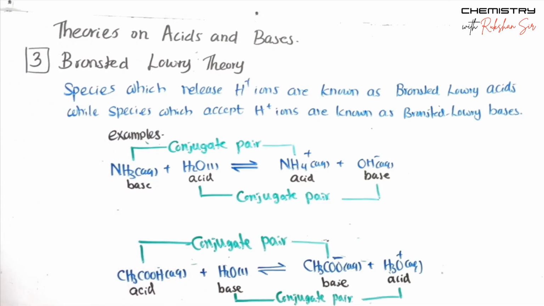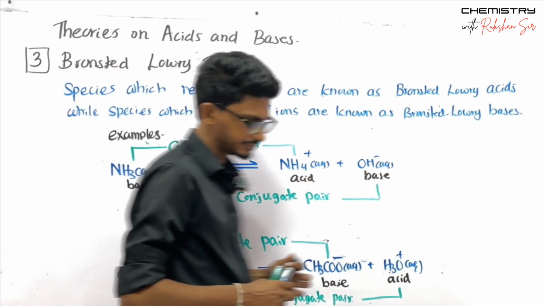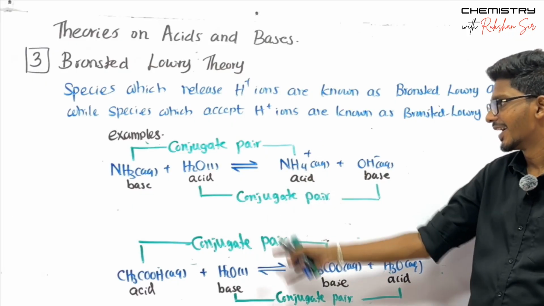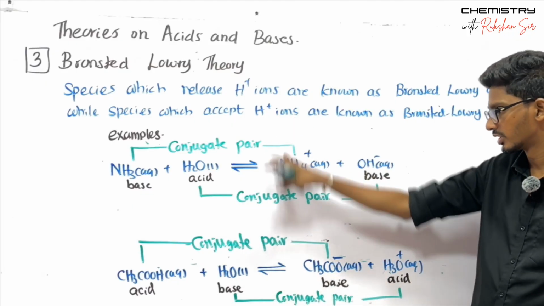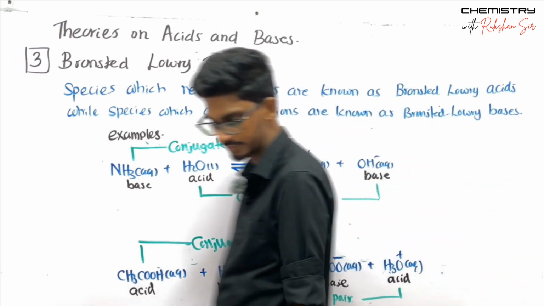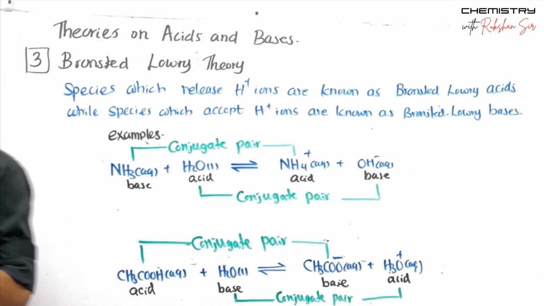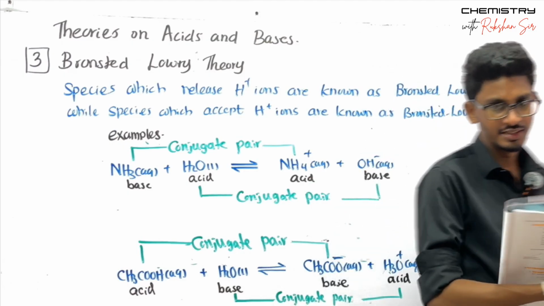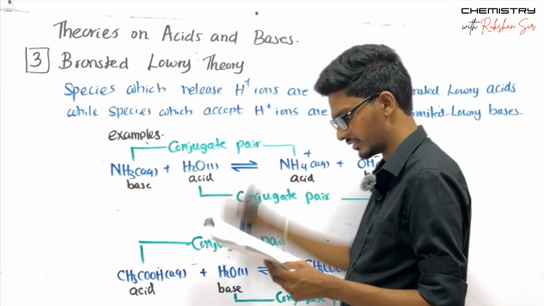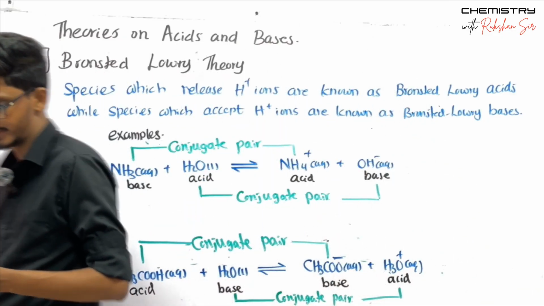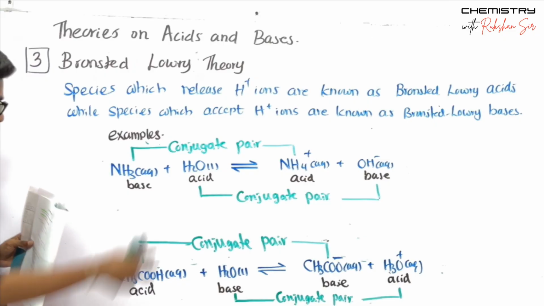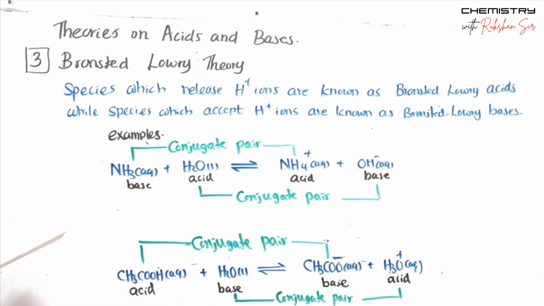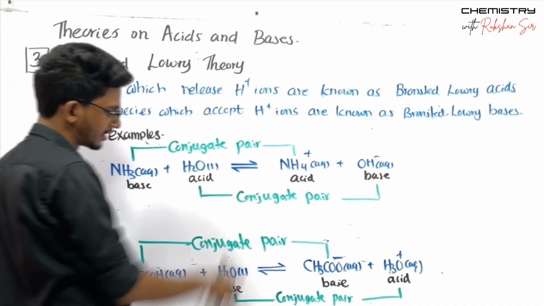Clear? Conjugate pair. So just draw these two at the space provided, on the next page, page number 2. Some space is there. I'll go to the definition after you have written this. Write these two. This is the hydrolysis of NH3. This is the hydrolysis of acetic acid. And label these pairs, conjugate pairs.